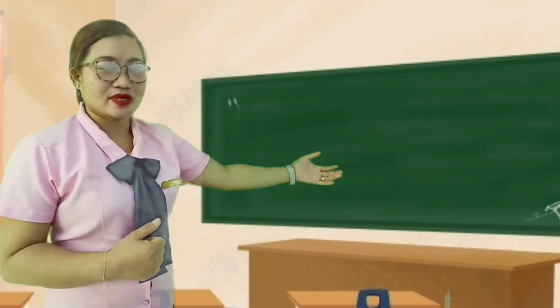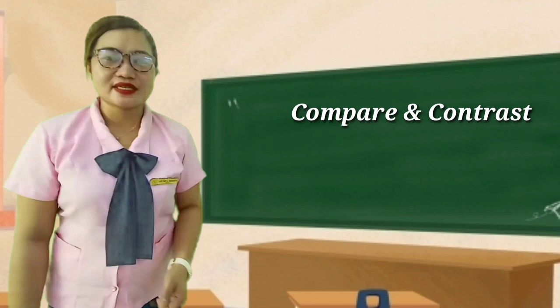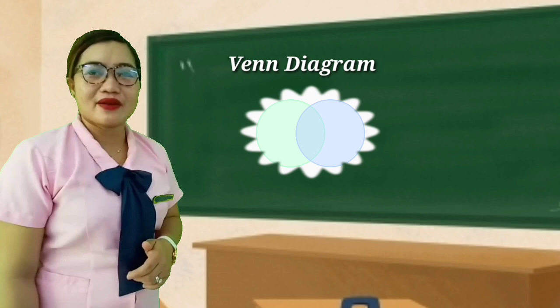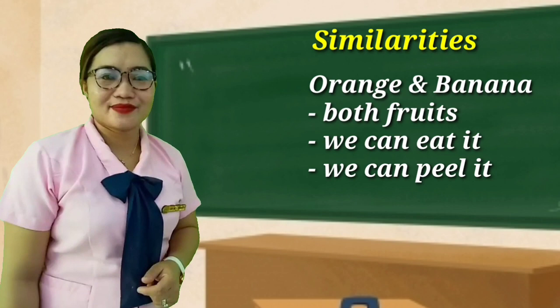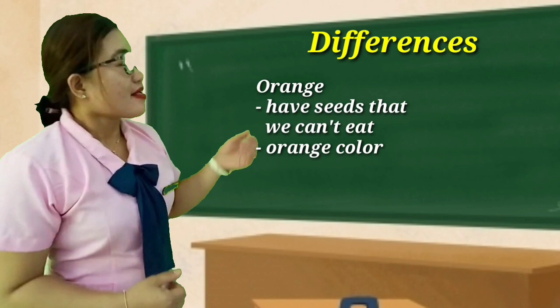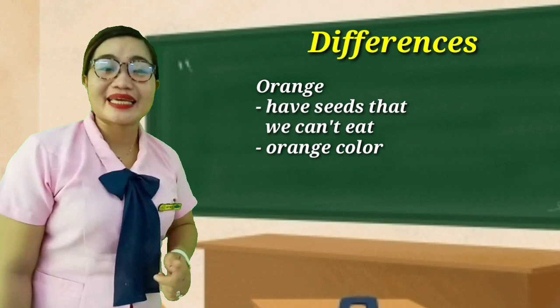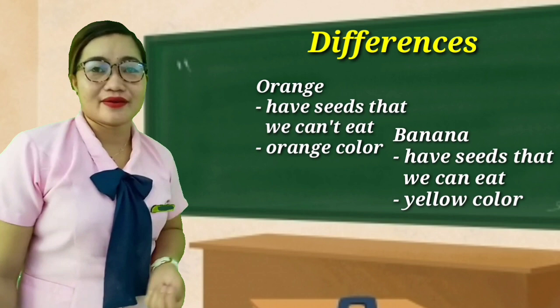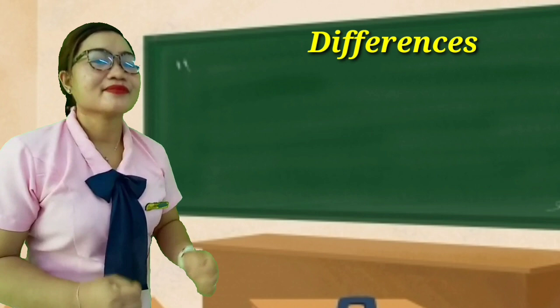To fully understand the lesson on comparison and contrast, let's compare orange and banana using a Venn diagram to know their differences and similarities. Oranges and bananas are both fruits. We can eat them and we can peel them. Their differences are: orange has seeds that we can't eat, while banana has seeds that we can eat. Orange is orange in color, while banana is yellow in color. Orange is round and banana is long.